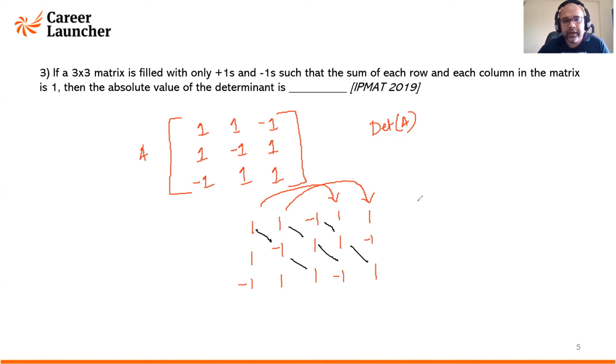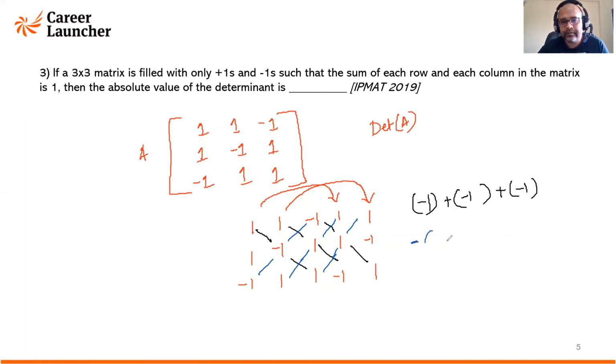So what do I get? 1 times minus 1 times 1 becomes minus 1, plus 1, 1, minus 1 becomes again minus 1, plus again minus 1, 1, 1 becomes minus 1, right? And I will use a different color for the reverse diagonals this way. These are the elements of multiplication now. So what do I get here?